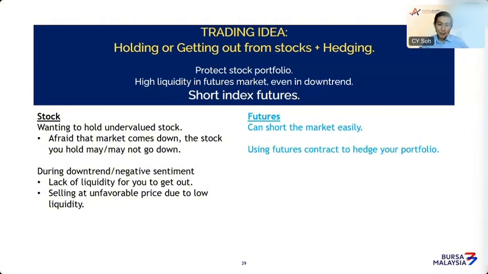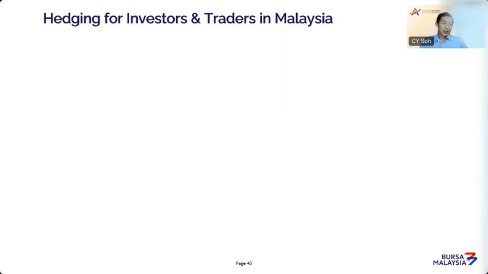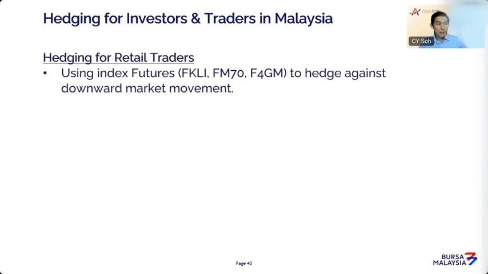It's like buying an insurance policy. You buy insurance before an accident or disaster happens, right? You don't buy insurance when the accident has already happened, because that will be too late. So as retail traders or retail investors, you can still do hedging by taking index futures. We have several index futures like FKLI, FM70, and F4GM to hedge against the downward movement of your stock market.